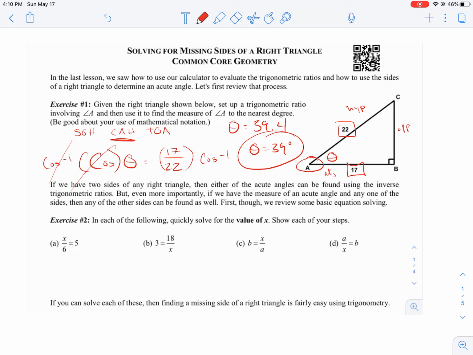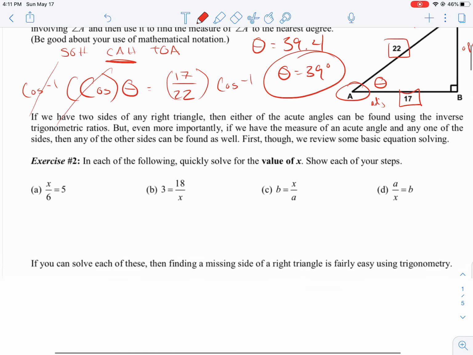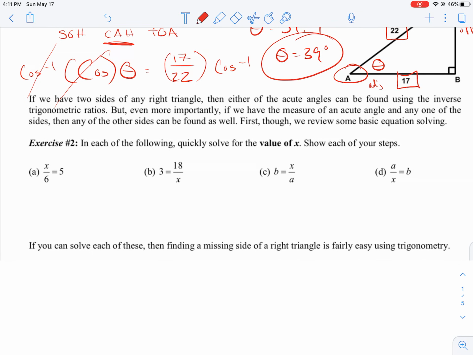So that's what these trigonometric ratios are used for. They're used as a way to find angle measures or the lengths of sides using these ratios. Pretty neat stuff. If we have two sides of any right triangle, then either of the acute angles can be found using the inverse trigonometric ratios. Even more importantly, if we have the measure of an acute angle and just one of the sides, then we can find any of the other sides as well, and also find the other angles. So in exercise 2 here, we're just quickly going through how to solve multi-step problems.